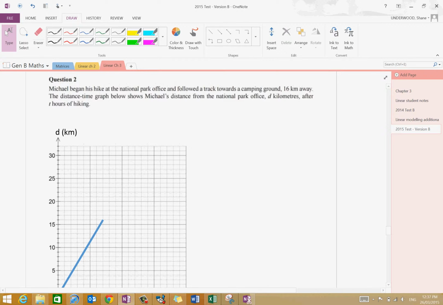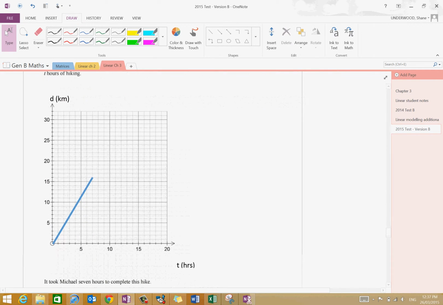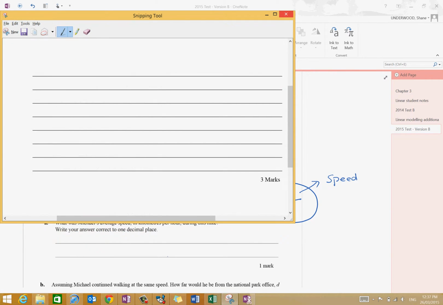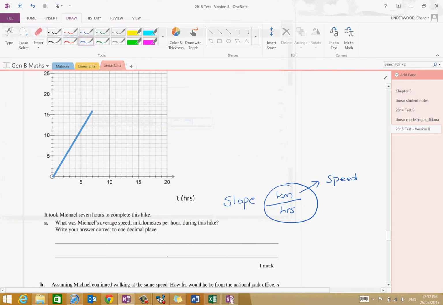All right, this one here was not done so well, despite the fact that Michael's average speed was this slope, because we've got kilometres and hours. Kilometres per hour, isn't that speed? So in order to do that, we needed to find the slope. What we're told is the speed, and it's also correct to one decimal place.